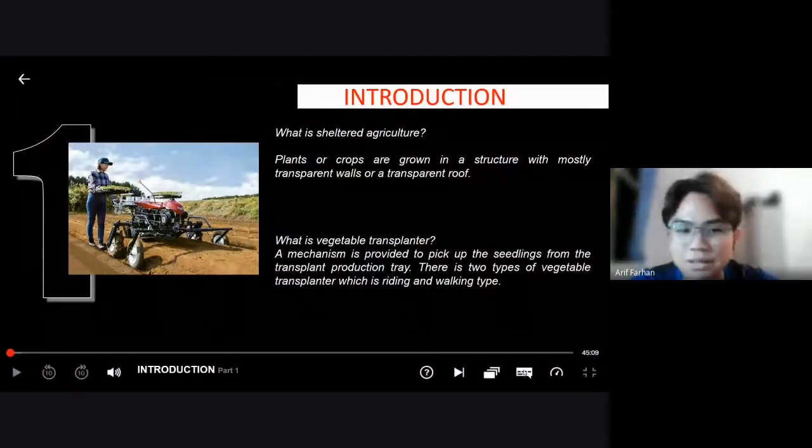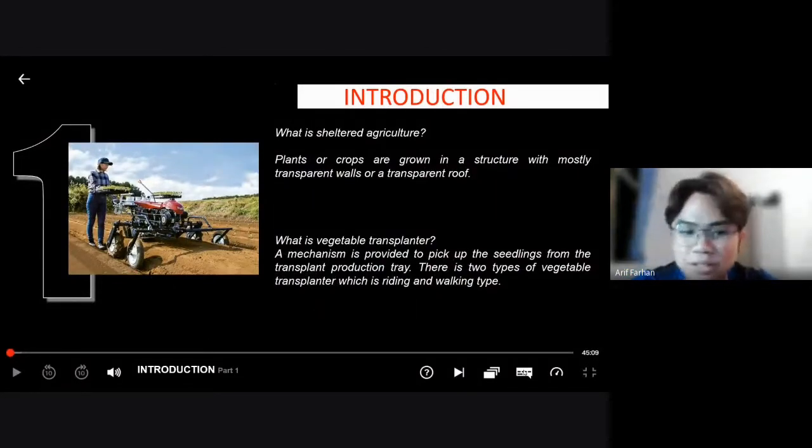For introduction, we need to know what is shelter agriculture. Shelter agriculture is where plants or crops are grown in a structure with mostly transparent walls or a transparent roof. So what is a vegetable transplanter? A vegetable transplanter is a mechanism which is provided to pick up the seedling from the transplant production tray. There are two types of vegetable transplanter, which are the riding and walking types.